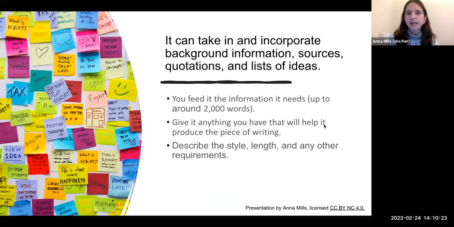And it can take in a lot of information, up to about 2,000 words, about what we're looking for. So if I wanted to create a certain kind of essay, I can describe the style, the length. I can give it background information. I can feed it bullet points, ideas, the beginning of an essay. I can give it a reading up to about 2,000 words that I want it to comment on. And it will attempt to predict, again, what comes next.